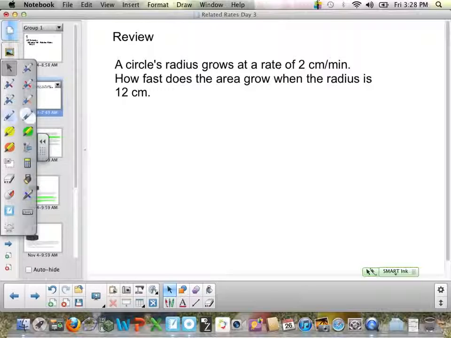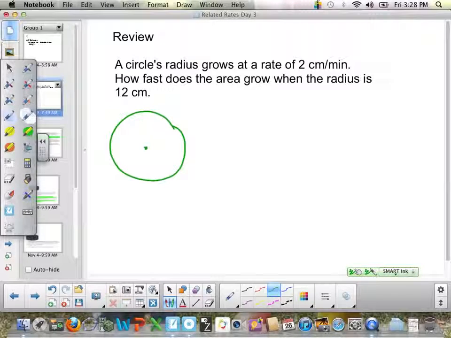A circle's radius grows at a rate of 2 centimeters per minute. How fast does the area grow when the radius is 12 centimeters? First step, draw a picture and write what you know and you don't know. So here I've got a circle, we've got my radius. We know that the radius grows at a rate of 2 centimeters per minute, so that's dr/dt. The change of the radius with respect to time is 2.